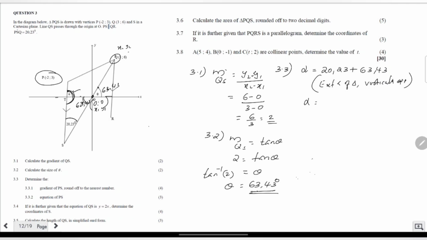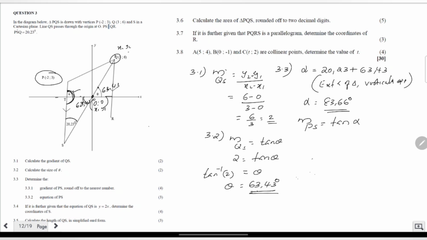20 plus 63 is going to be 83.66. We got it. What is that alpha? The angle of inclination of PS. Now we can find, this is not our main question. What is our main question? Find now the gradient of PS, which is equal to tan alpha, that is the angle of inclination.